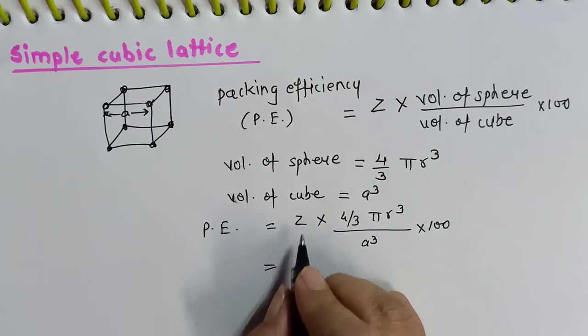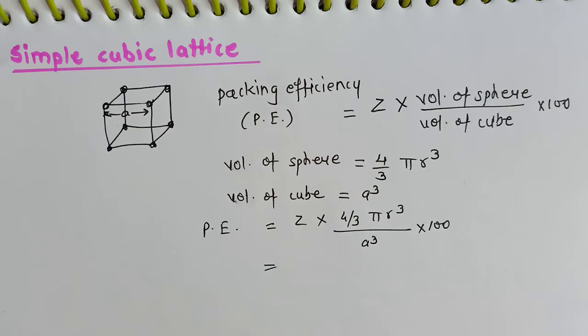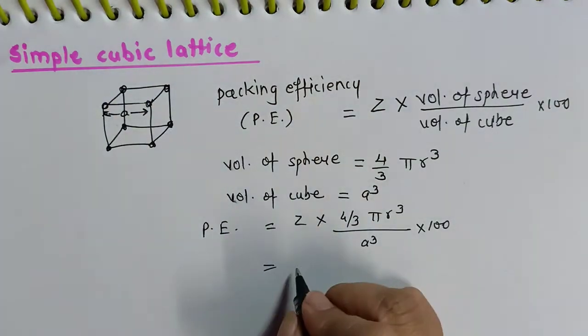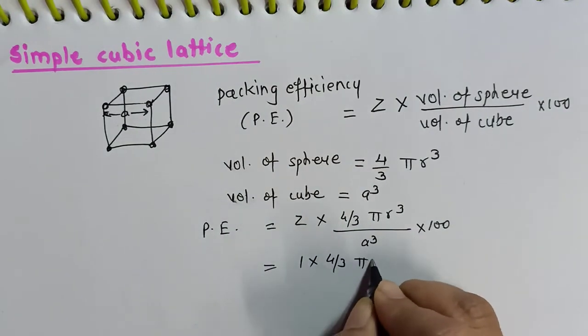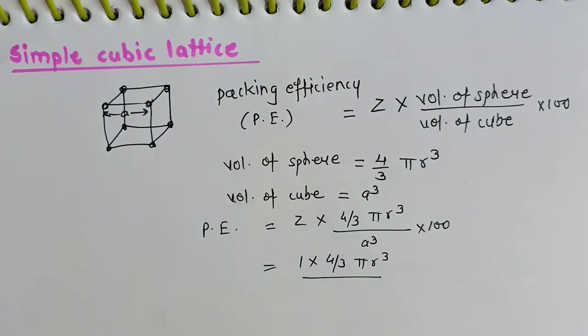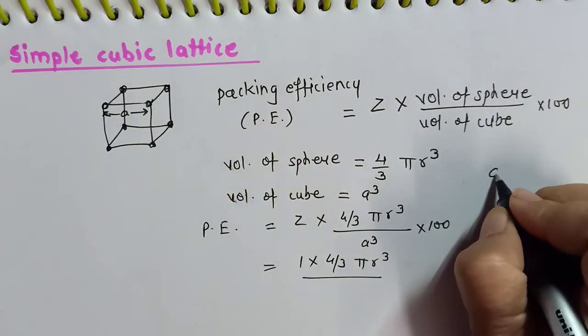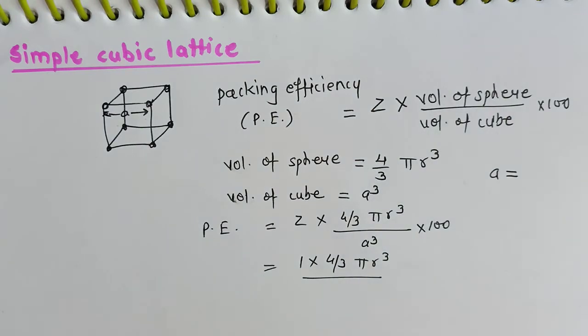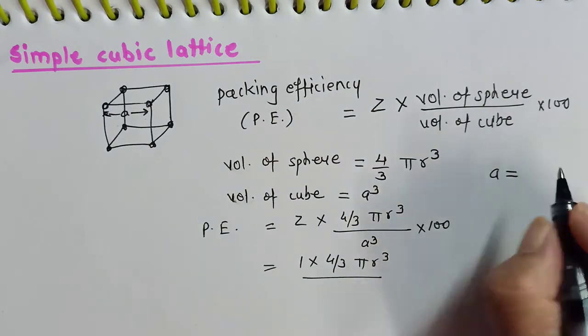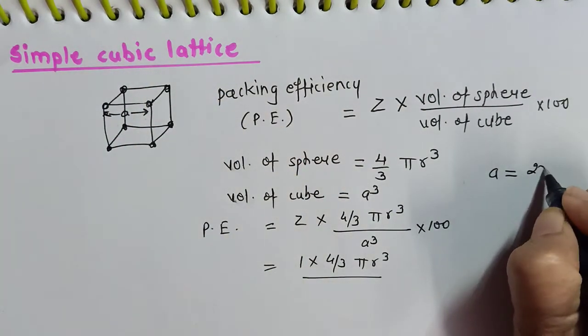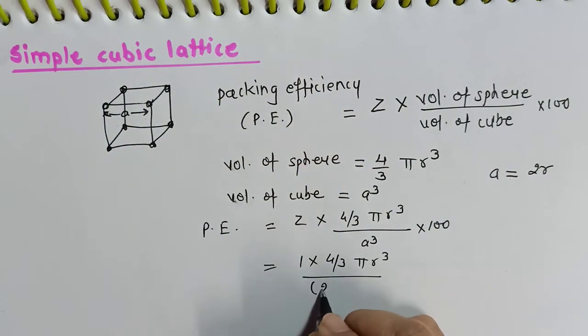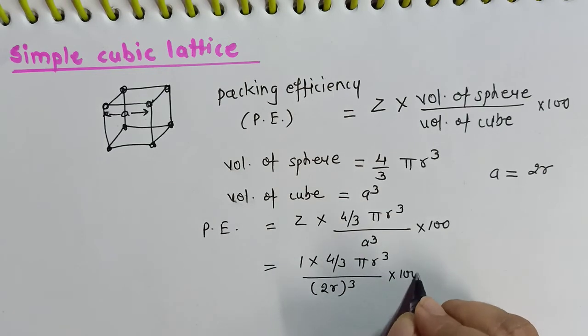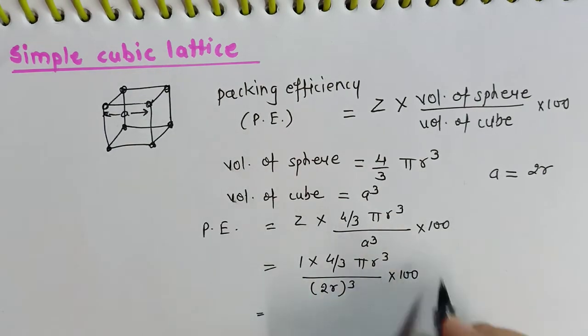We know Z, that is the rank of the unit cell or the number of atoms per unit cell. So for simple cubic lattice it is 1 into 4 by 3 pi r cube upon a cube. Now we don't know the value of a, but in the previous video I have told you the relation between a and r, that is the relation between the edge length and the radius. So for simple cubic lattice a equals 2r. Let us substitute here (2r) cube into 100. If we solve this, we get the answer 52%.